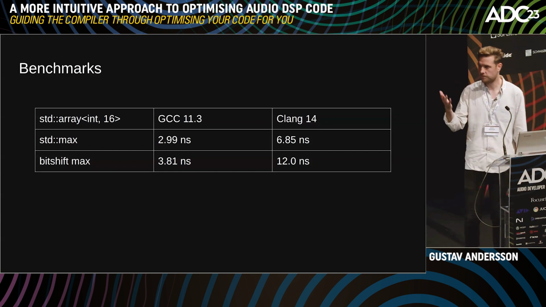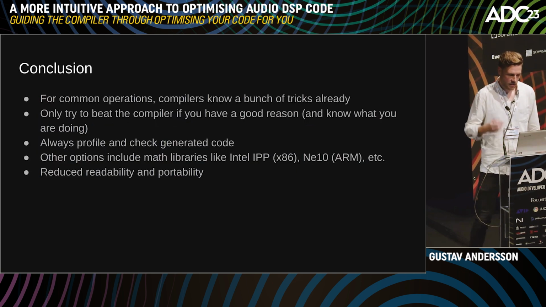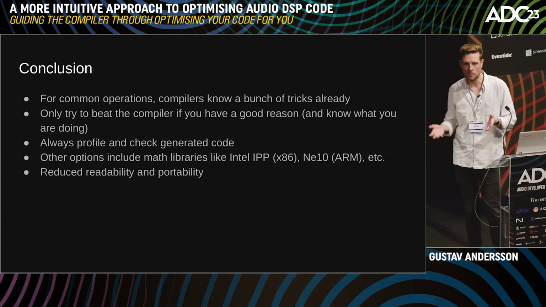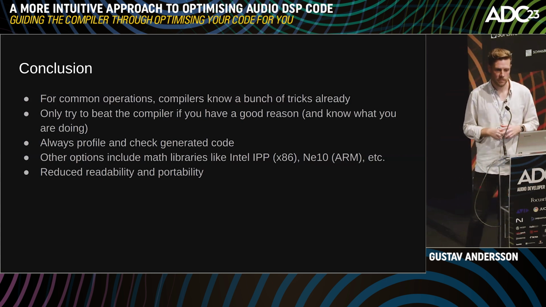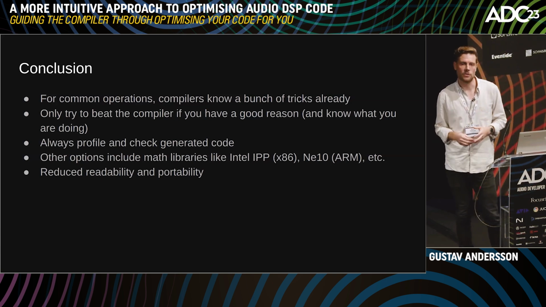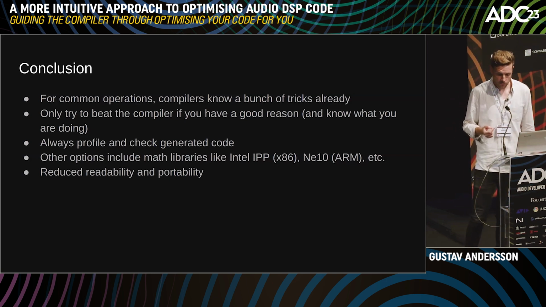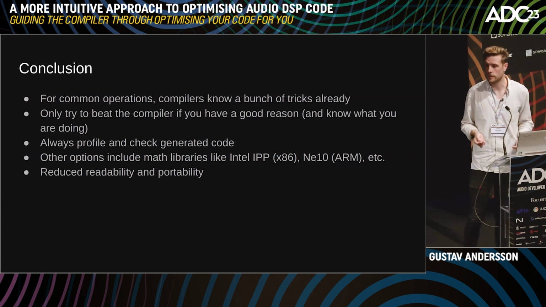Yeah, and just to wrap up, I benchmarked the bit-shifted max version. It wasn't faster. It was actually slower. So the conclusion, I think, is that for these very simple common operations, you should only try to beat the compiler if you have a really good reason to do so, because the compiler works by trying to identify patterns, and if it can identify a pattern, it knows how to implement that in the most efficient way. And if you do it, you should always profile and check what comes out of the compiler, because it could be the same thing, or it could actually be worse.